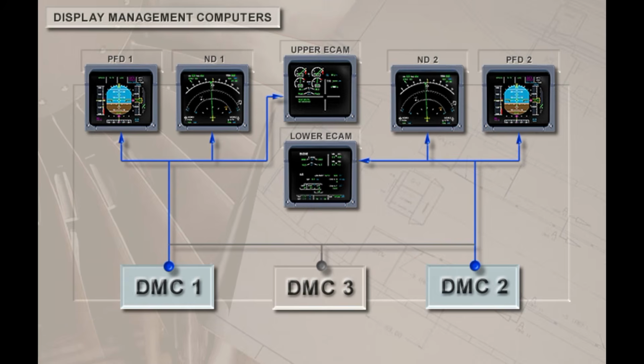Normally, DMC number 1 supplies data to the captain's PFD, nav display, and upper ECAM. DMC number 2 supplies the first officer's PFD, nav display, and lower ECAM. DMC number 3 is in standby and available as a backup should DMC 1 or 2 fail.